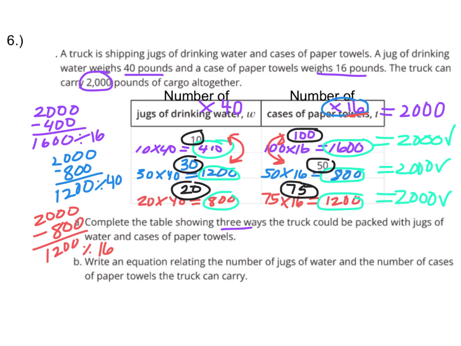Okay, so we have to write an equation relating to the number of jugs of water and the number of cases of paper towels that the truck can carry. Well, we know our total is 2,000. Okay, so drinking water, it has the letter W here, and it looks like a letter T right there. Okay, so I had to do 40 times the water, so 40W. And then I had to add that together. The paper towels were 16 and the T.